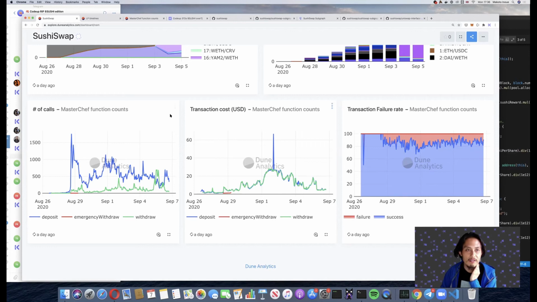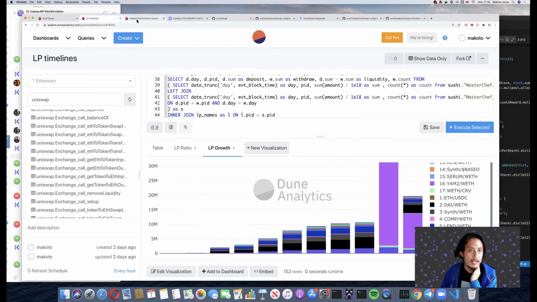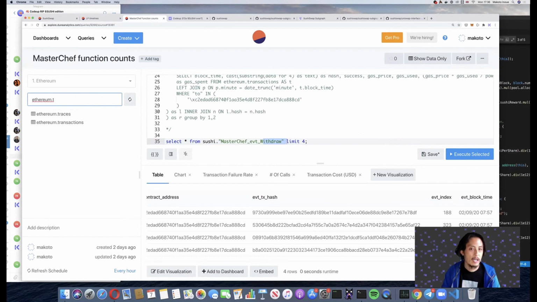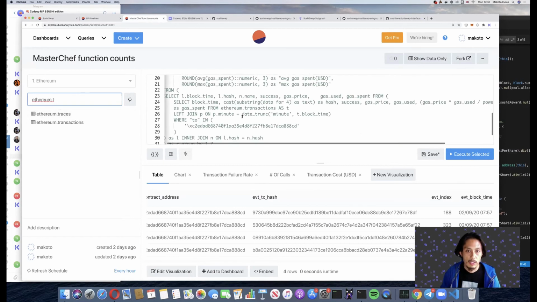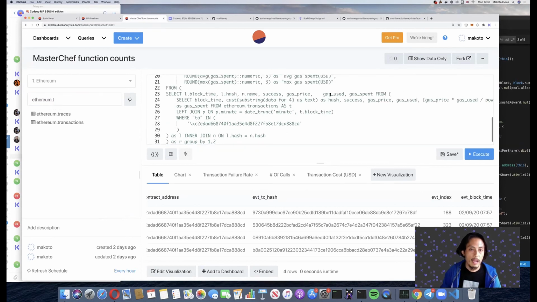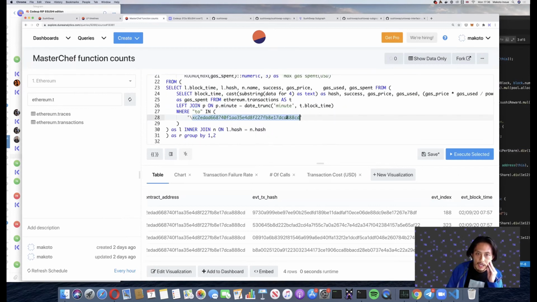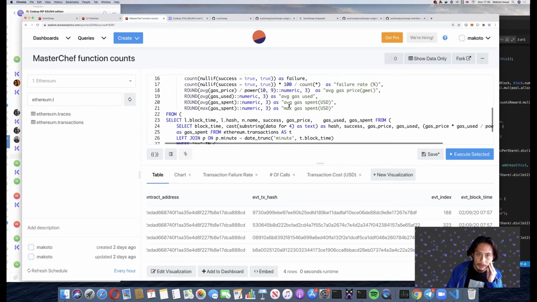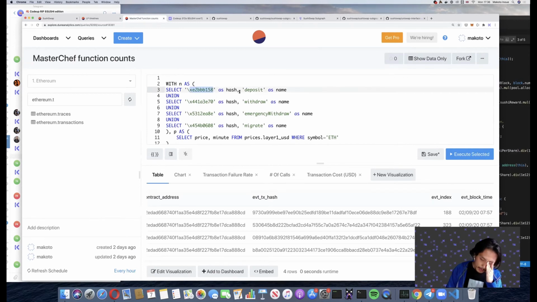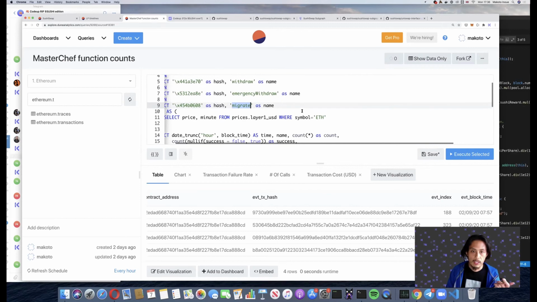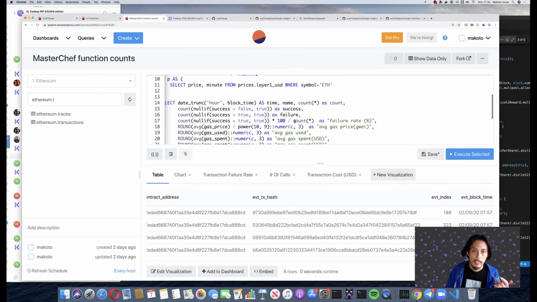That leads to the second graph, a lot simpler one. Dune actually gives you Ethereum transactions, a whole list of transactions. So what I did is, this is a MasterChef contract, and I did the same aggregation, but I also created a map of the function signatures for the most well-used ones, like deposit, withdrawal, emergency withdrawal. Migrate only happened once and got canceled, so it doesn't really show.